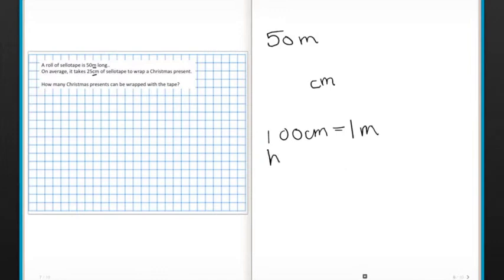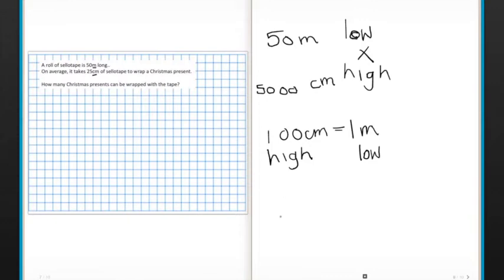That's a high number. Low. So where am I here? Metres, that was low. So I'm going from low to high. To get from low to high, you times. And we're going to times by 100. So my 50 metres becomes 50 hundred centimetres, or 5,000 centimetres. Then what we need to do is find out how many 25 centimetres are in 5,000 centimetres.